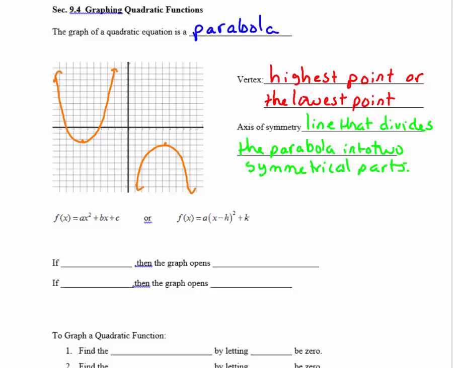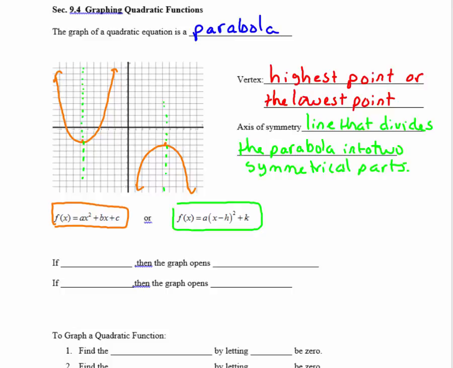Your line of symmetry is a line that goes through your vertex, where every point on one side of the parabola can be mirror imaged over to the other side. It does need to be symmetric. We have two ways to write quadratic equations. We've seen this form a lot recently, f of x equaling ax squared plus bx plus c. But a new form that I need you to know is f of x equaling a parentheses x minus h quantity squared plus k.